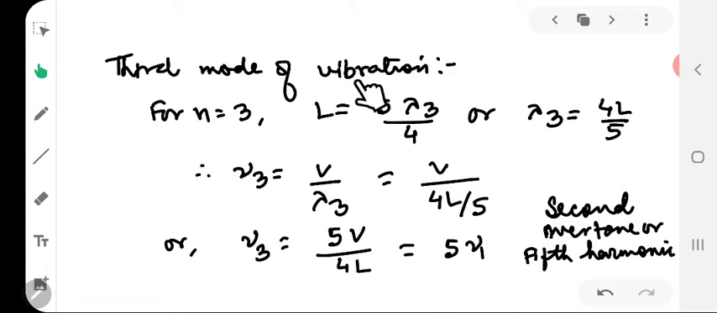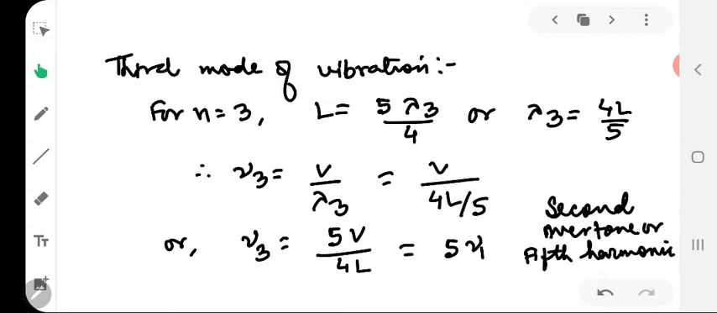Let's discuss the third mode of vibration, for n equal to 3. In a similar manner, if lambda 3 is the wavelength of the wave set up corresponding to n equal to 3, we get L equal to 5 lambda 3 by 4, or lambda 3 is equal to 4L by 5. Further solving, we get the expression for the frequency nu3 to be equal to 5V by 4L, which is 5 times the fundamental frequency. So we may refer to it as the second overtone or the fifth harmonic.